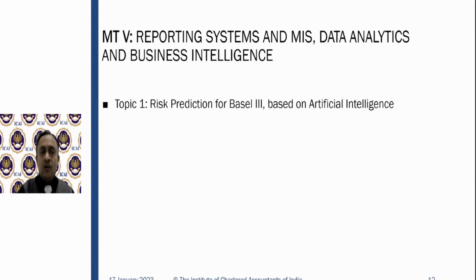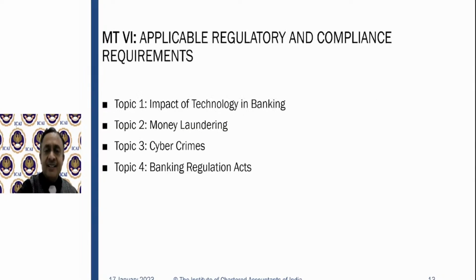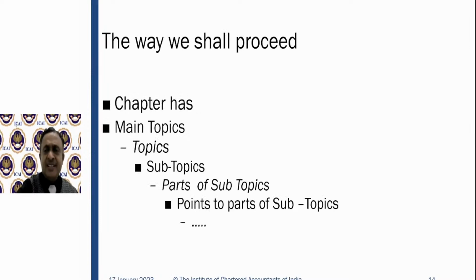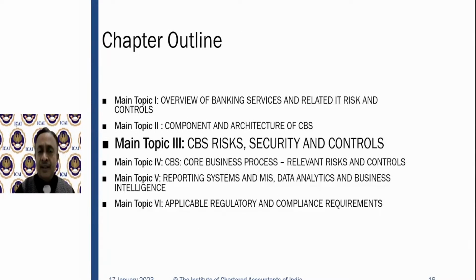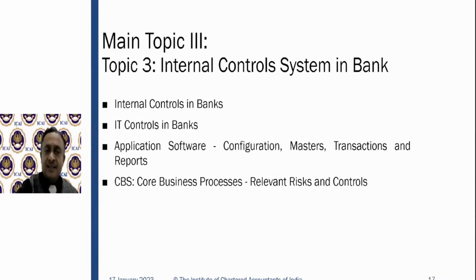Then main topic 4, the next will be risk assessment, reporting, data analytics, and last is technology and compliances. So this is how the whole chapter is there. Okay. Now we were here, core banking, internal.